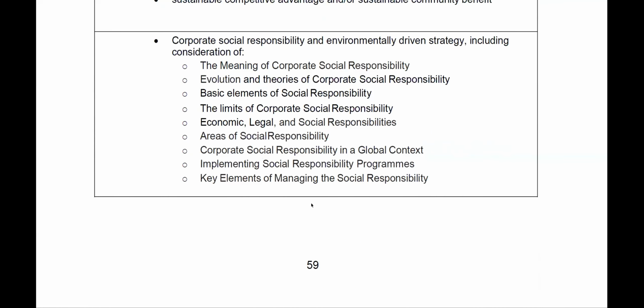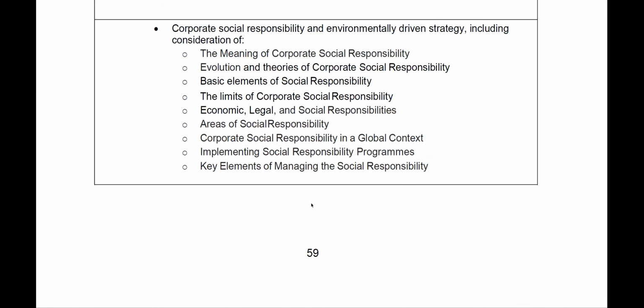Anyway, that is it. So you see, as part of ethics, there's social responsibility and environmentally driven strategy. So you must know what CSR is, the evolution and theories of CSR. So things like Carroll's 4 responsibilities. You have to look at the limits of corporate social responsibility. Remember, a business can do, but cannot do all. So there are some limits. You have to look at economic, legal, and social responsibilities, as well as philanthropic responsibilities by Carroll. We call it Carroll's 4 social responsibilities: the economic, legal, and social responsibilities, areas of social responsibility, corporate social responsibility in a global context.